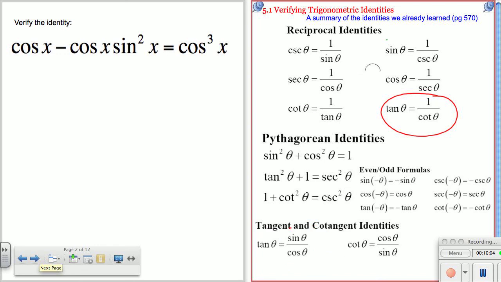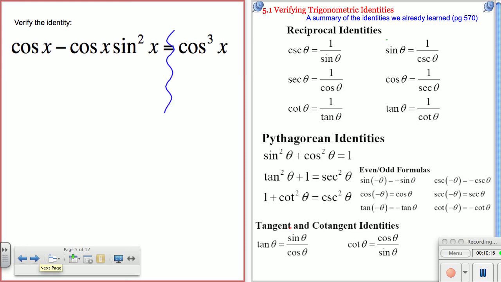All right, so cosine x minus cosine x sine squared x, and I want that to equal cosine cubed x. Remember we said to start with the more complicated side, and to me that looks like the left side over here, the left side. Now, the first thing I want to do is see if there's anything I should swap out, see if I should make any changes.